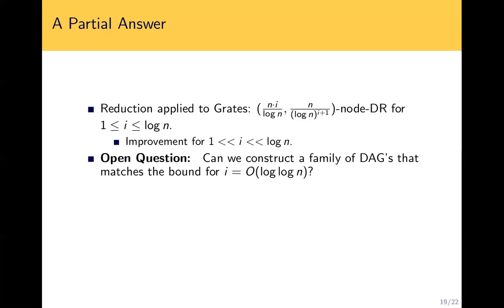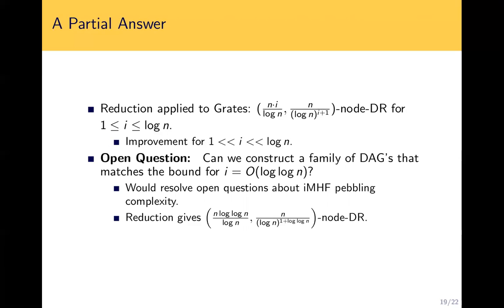Specifically, we're interested in constructing a family of DAGs that would match the bound for I equals order of log N. The reason is that it would resolve open questions about the pebbling complexity of certain data-independent memory hard functions. In fact, it could be used to construct maximally memory hard data-independent memory hard functions. But our reduction would give (N log N over log N, N over log N to the 1 plus log N). So it doesn't match the bound because there's an extra log N to the log N in the denominator of D, but no other construction is known to achieve these parameters, specifically for that high a D.